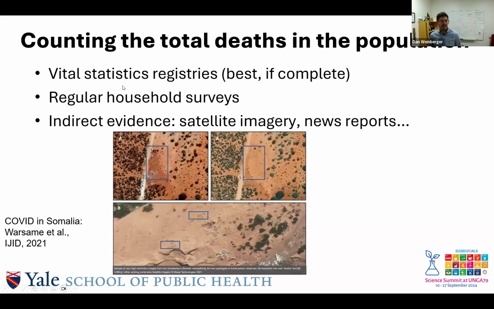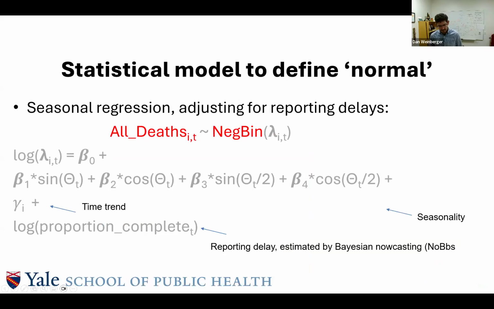We can also rely on indirect evidence. This is being done more and more recently using things like satellite imagery. So this is an example of a study that looked at the burden of COVID in Somalia, using satellite imagery to track the digging of new graves in a graveyard. And we can also use things like news reports to get some sense of the burden of death in different populations.